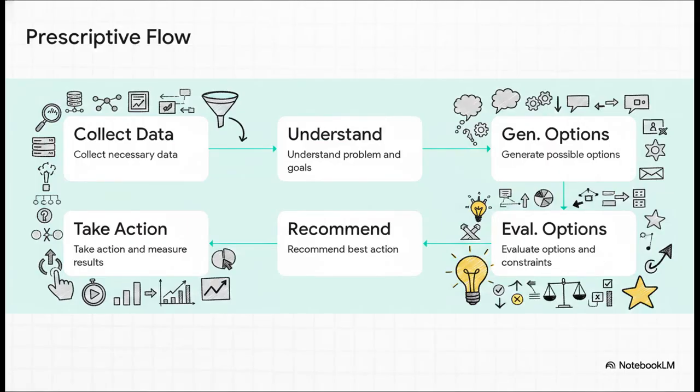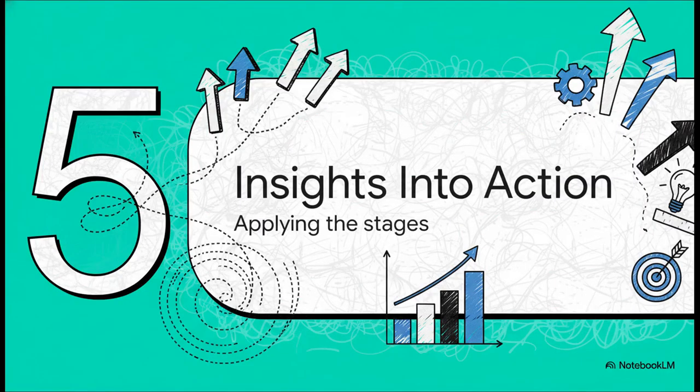The process here is a tight, powerful 6-step chain. It takes us all the way from collecting the raw data to understanding the goals, generating possible options, evaluating those options against our constraints, recommending the absolute best action, and finally, actually taking that action and measuring the results. It turns raw, abstract insights into concrete, highly optimized actions. Which leads us perfectly into our final section, turning insights into action.